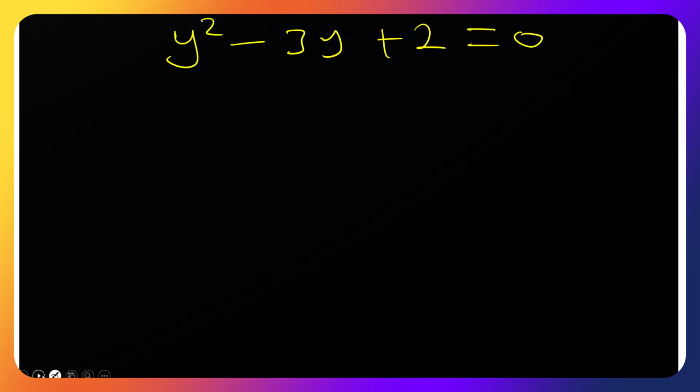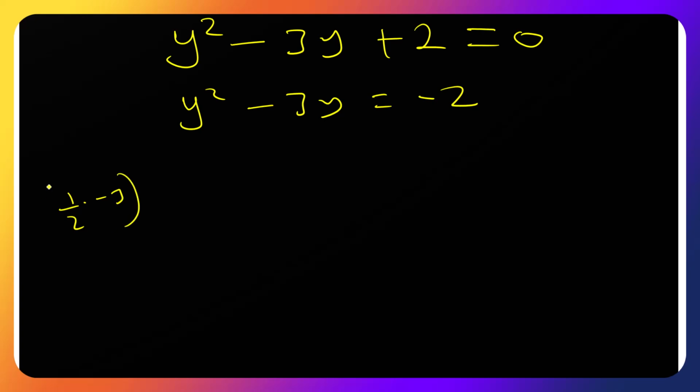Now let's observe this one here. This one is a quadratic. So we can go by the almighty formula, or we can complete the square. So let's complete the square. y squared minus 3y equals minus 2. So let's take half of the coefficient of y, that will be minus 3 on 2 all squared. So add this one to both sides.